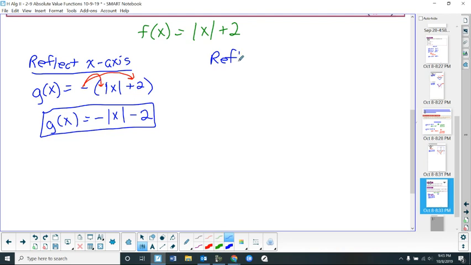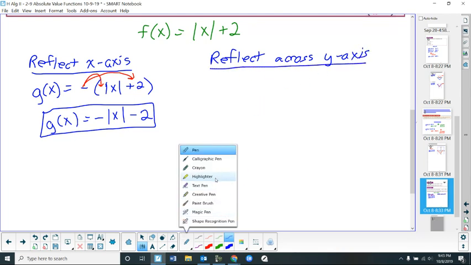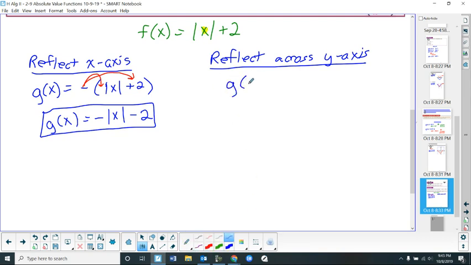What if I reflect across the y-axis? Well, when I reflect across the y-axis, remember the only thing that you make negative is the x. The x is the only thing that changes. So I'm going to say absolute value of negative x plus 2. Now, I'm going to leave this for now. Hopefully you guys know the absolute value of negative x is the same thing as the absolute value of x, but we'll just leave that for now. And that's good.